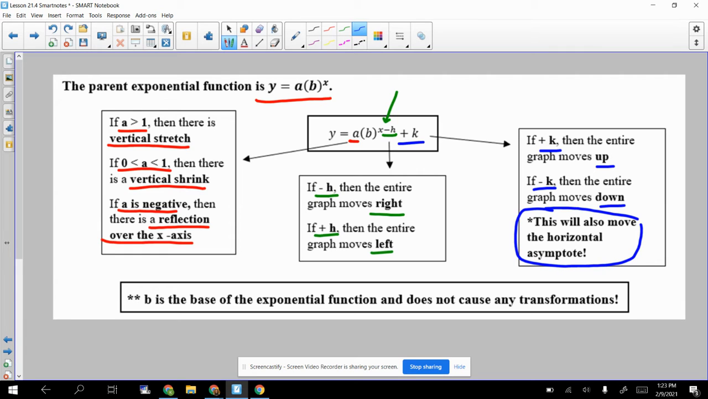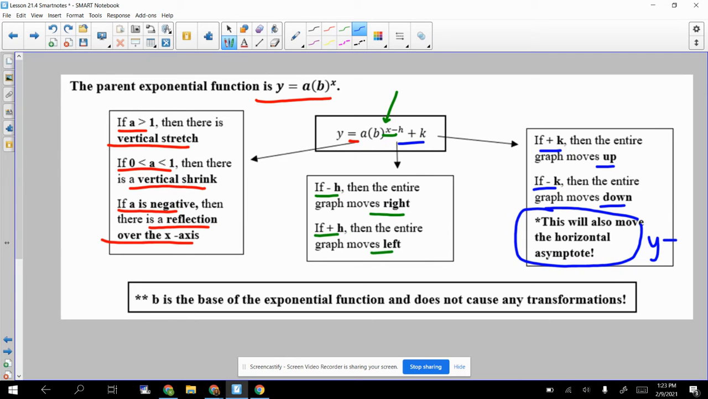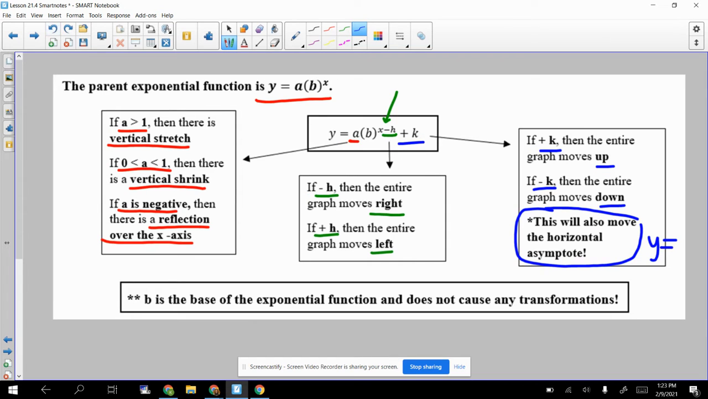The k value will also move your horizontal asymptote. So far we've only seen our horizontal asymptote at y equals 0, which is your x-axis. But if your graph moves up or down, then that horizontal asymptote will also move up or down with your graph. Okay, so that's really important. And then last part down there, it says b is the base of your exponential function and does not have any transformations. So notice no transformations there. Okay, that is the base.